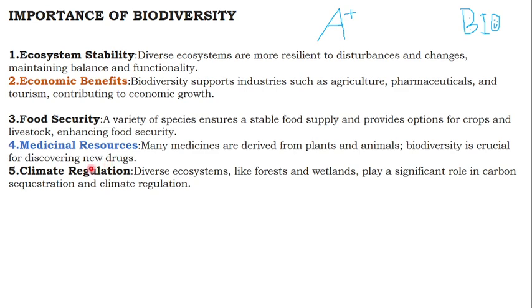Thank you. There is climate regulation. As I have said, biodiversity includes plants, forests, and wetlands. They play a significant role in carbon sequestration, removing carbon through the process called photosynthesis, and also in climate regulation. Thank you so much.